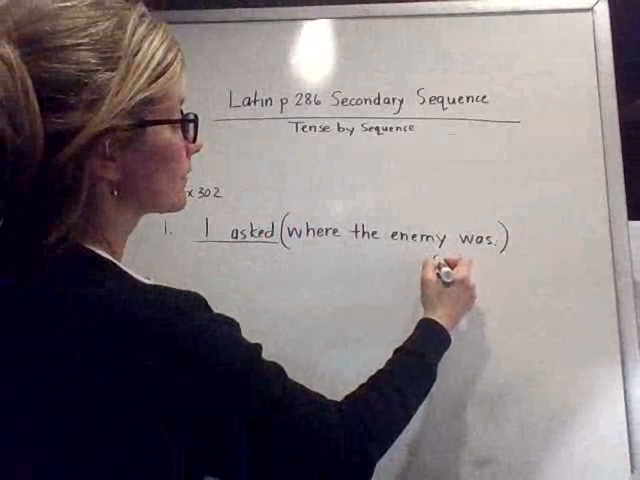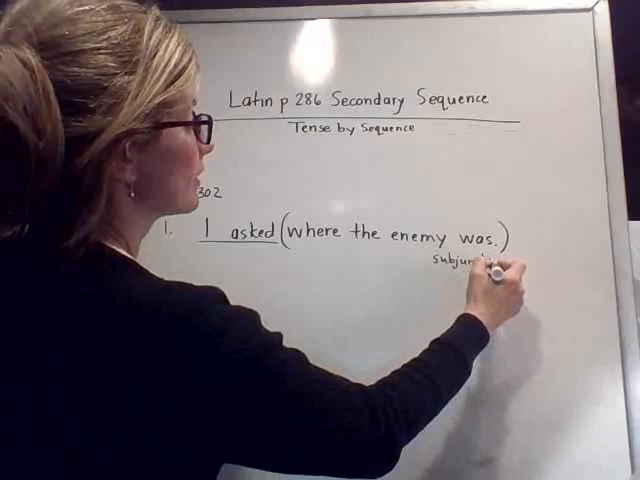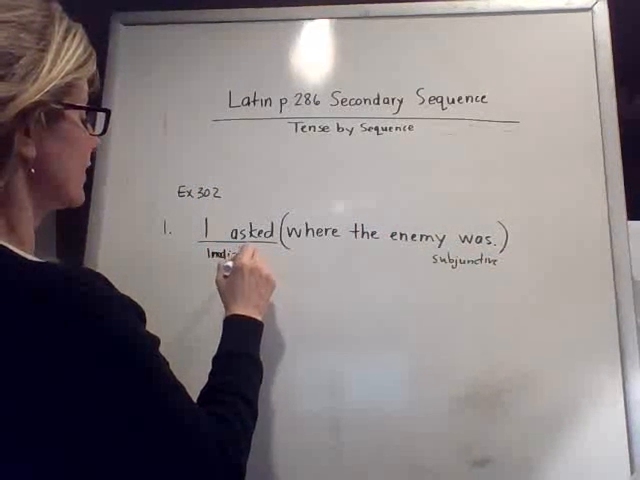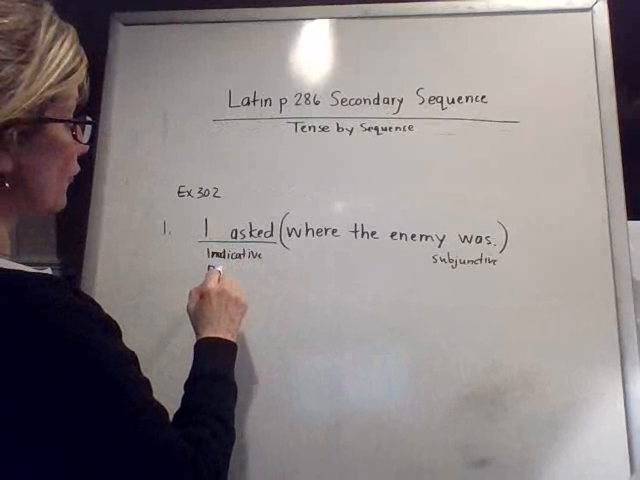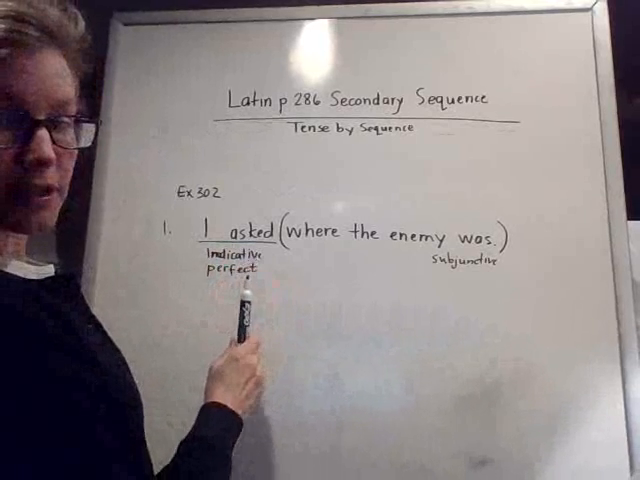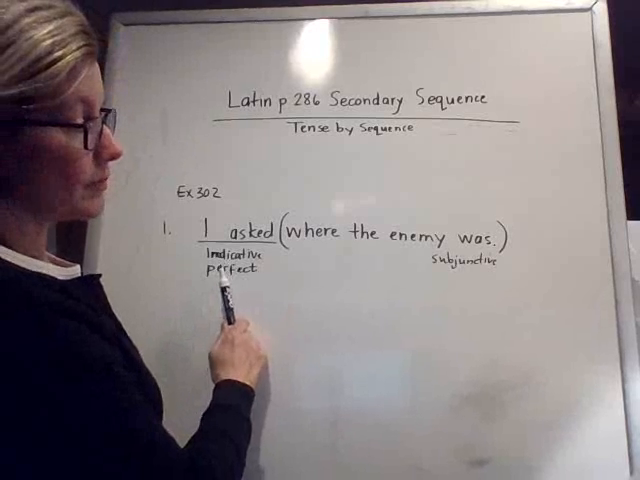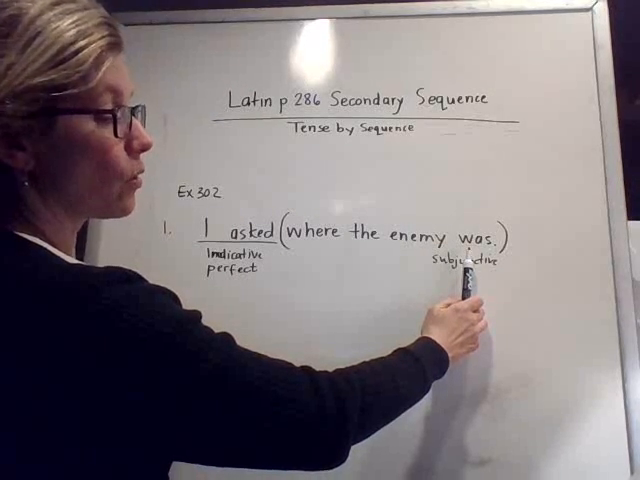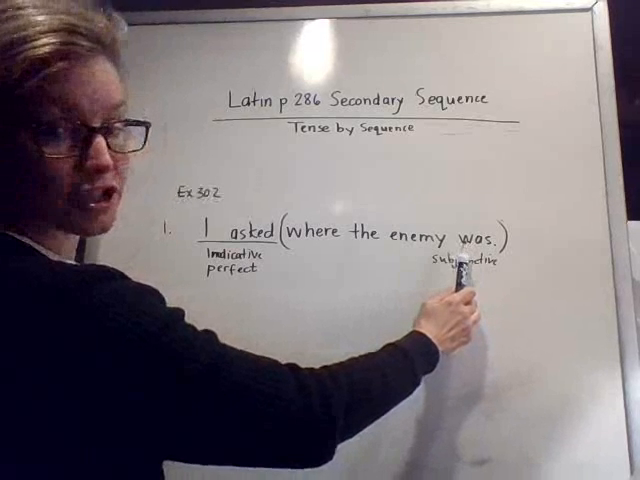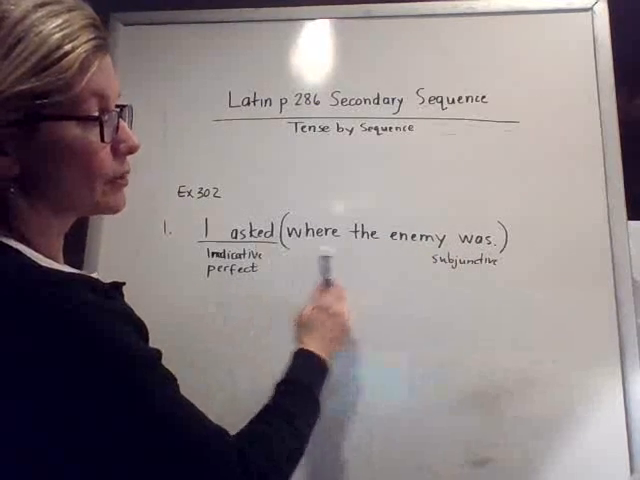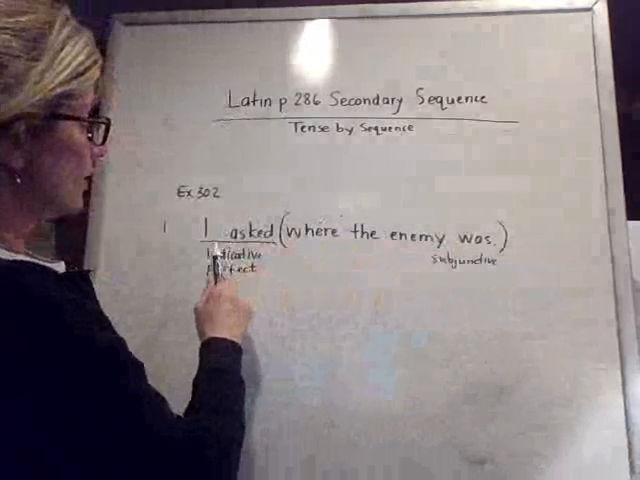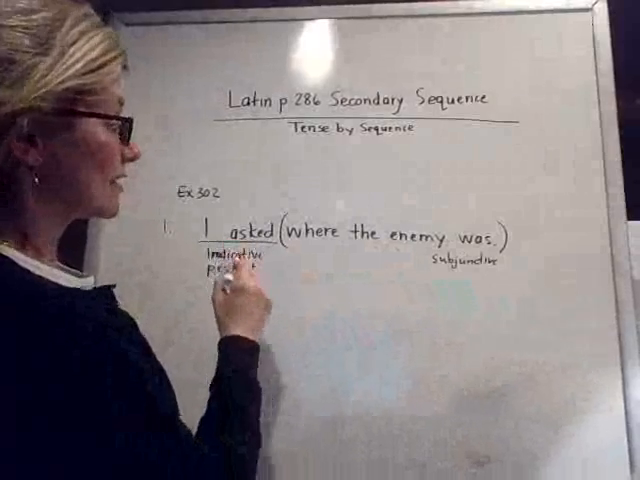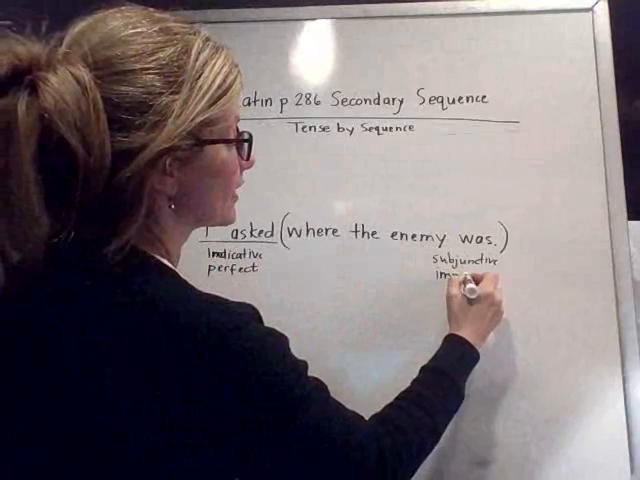So we know that subordinating clauses are in the subjunctive mood, and this main clause is in the indicative. We also see I asked. That is in the perfect tense. And what we learned is that the perfect tense is a secondary tense, which means that the verb in our subordinating clause is going to be either in the imperfect or the pluperfect. So it's imperfect if the action is happening at the same time as the main verb, or it's pluperfect if the action is happening before the main verb. So I asked where the enemy was. This action is happening at the same time as my asking. So we know that this will be in the imperfect.